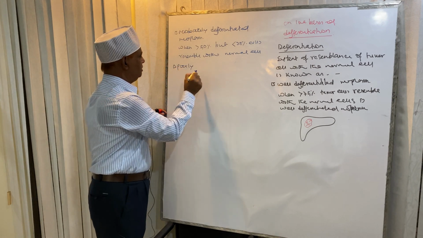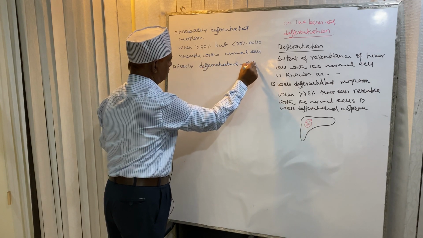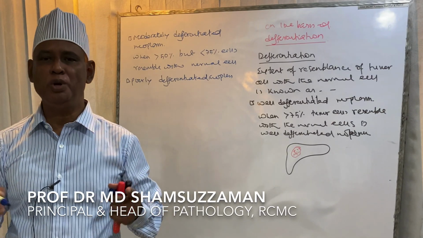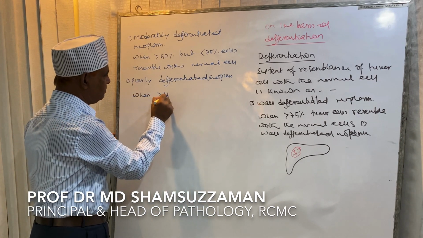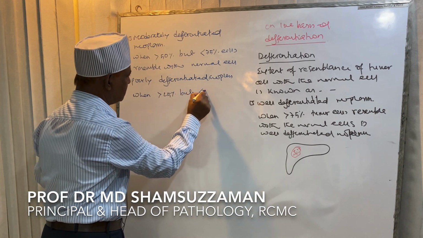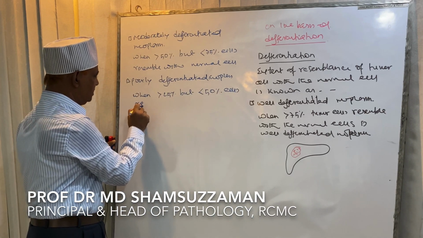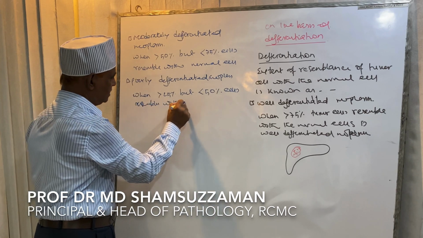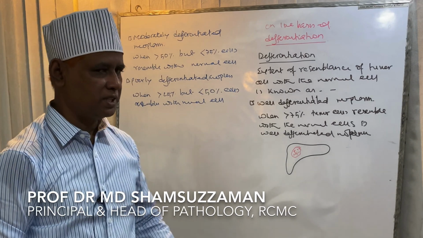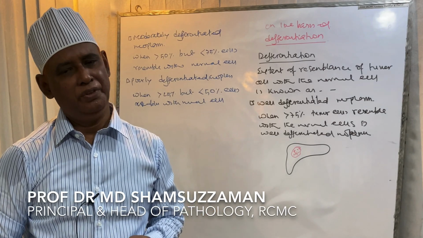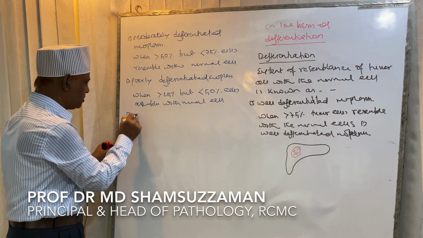Poorly differentiated neoplasm. A neoplasm is called poorly differentiated when more than 25% but less than 50% of neoplastic cells resemble the normal cell. Now come to undifferentiated neoplasm.